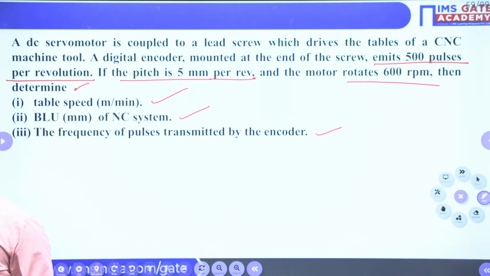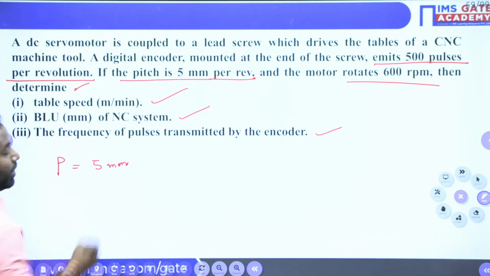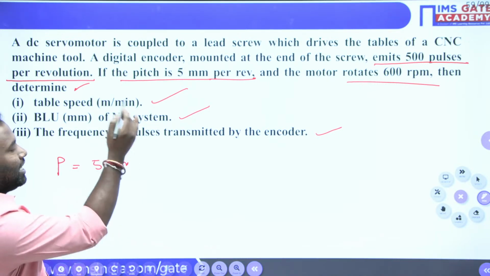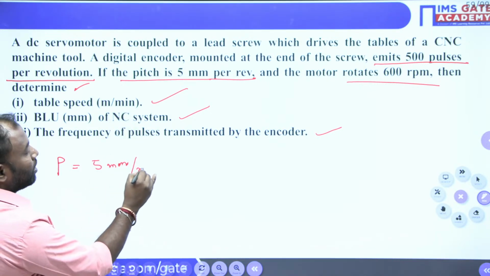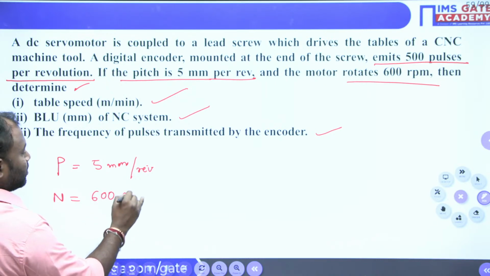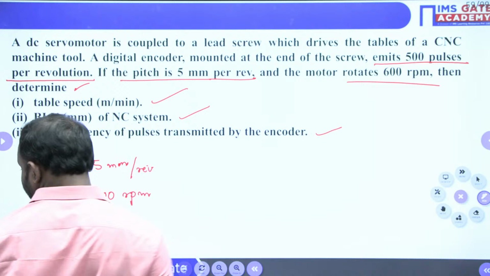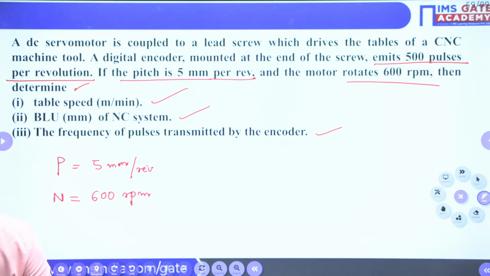For that purpose, first write the given data. Pitch is given as how much, guys? Pitch is equal to 5 mm, and while solving problems I said to consider pitch equal to 5 mm per revolution. Next, N, the motor rotates at the speed of 600 rpm. First we have to calculate the table speed.